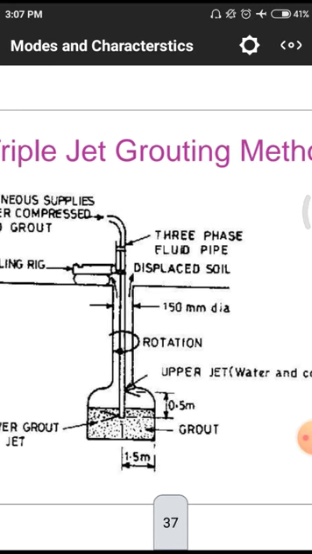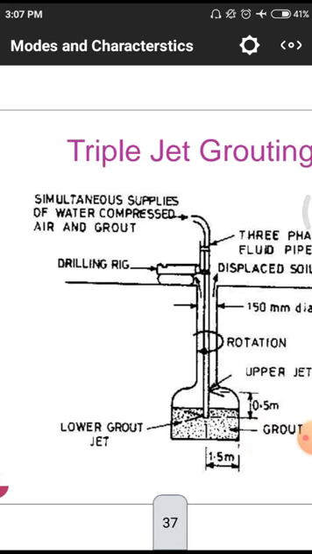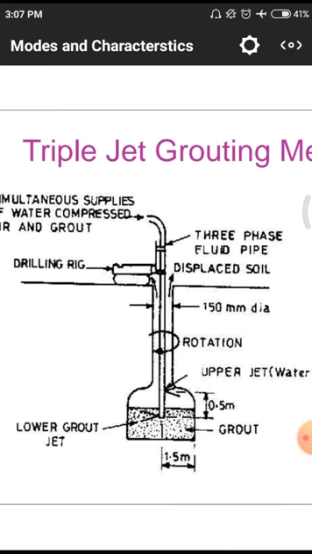The third one is the triple jet grouting method. How do they utilize this triple jet grouting? First case, they have to go for simultaneous supply of water, compressed air and grout materials. In the second case they have to go for the drilling rig. Third case, they have to go for the three phase fluid pipe. Fourth condition, the displaced soil is there, with some diameter of 150 mm. After that there will be some rotation of the upper jet water, and the jet is filling at the bottom side.